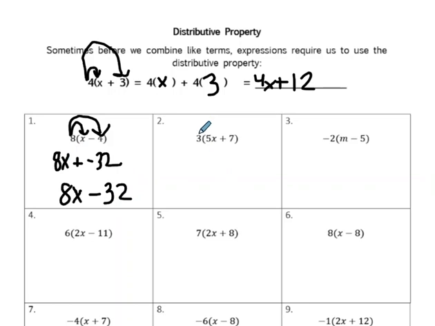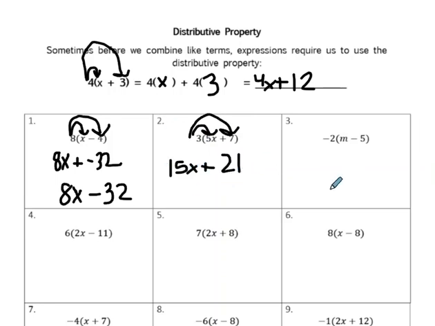All right, the second one, 3, and then in parentheses 5x plus 7. We're going to take the 3 and multiply it by 5x. So 3 times 5 is 15. The x gets plopped behind. Got 15x. Then plus 3 times 7. 3 times 7 is 21. Okay, so we got 15x plus 21.